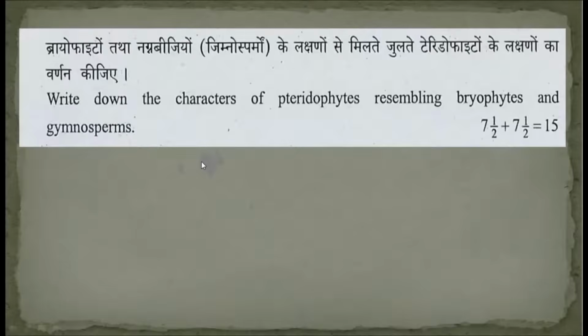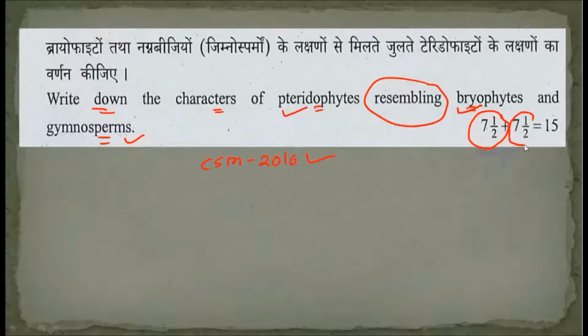Alright. Now, the very reason for selecting this topic for this video is that in the Civil Service Mains Examination of 2016, they asked this question: write down the characters of pteridophytes resembling the bryophytes and the gymnosperms. That means you have to write the pteridophyte characters which match the bryophyte characters as well as the gymnosperm. And this question has been split into 7.5 marks and 7.5 marks, a total of 15 marks.